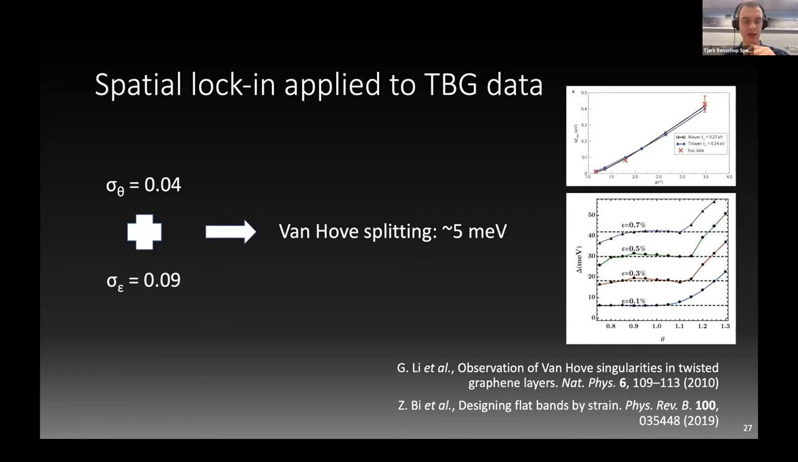Now what's quite interesting is that you can also put a number on this Van Hove splitting for the twist angle. Here I show you some work done in the group of Eva Andrei, who measured, for twisted bilayer graphene, not devices but areas with different twist angles, the Van Hove splitting. So you can also put a number on the Van Hove splitting in terms of twist angle. If you do this for these two numbers, both contributions should give you a Van Hove splitting of approximately 5 millielectron volt.